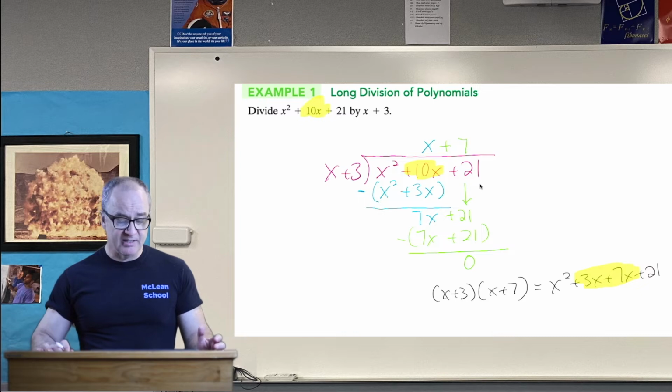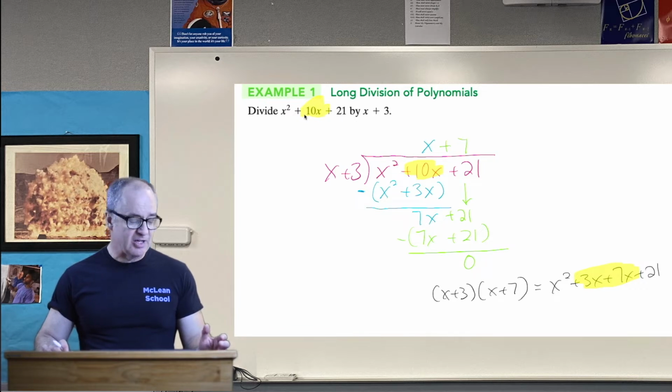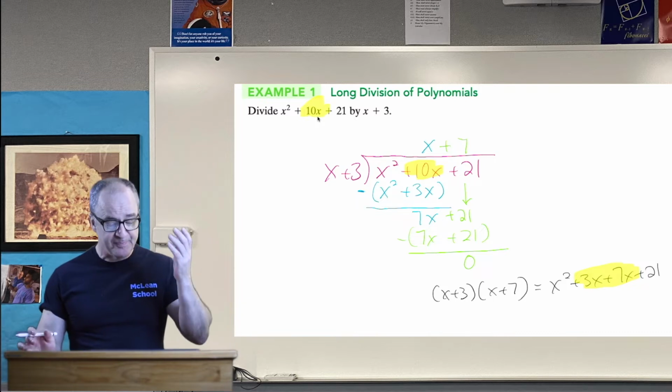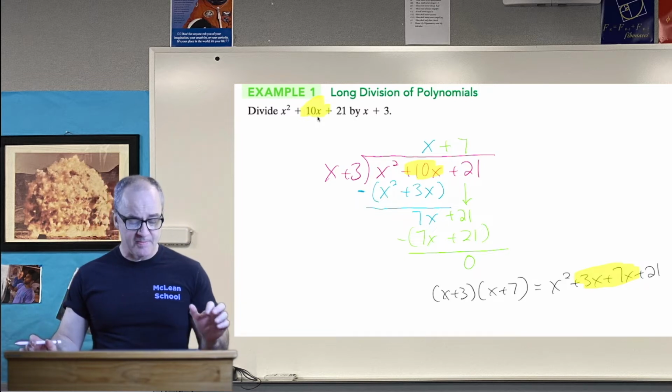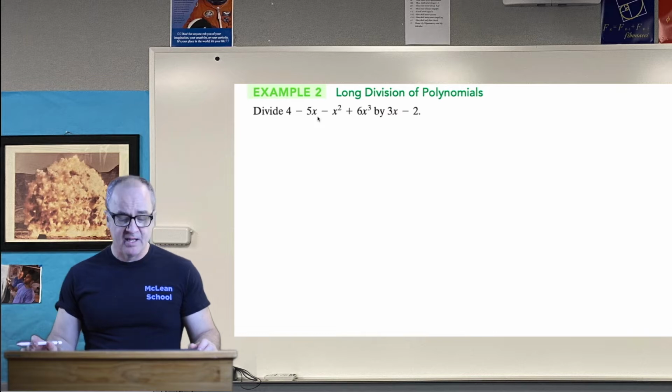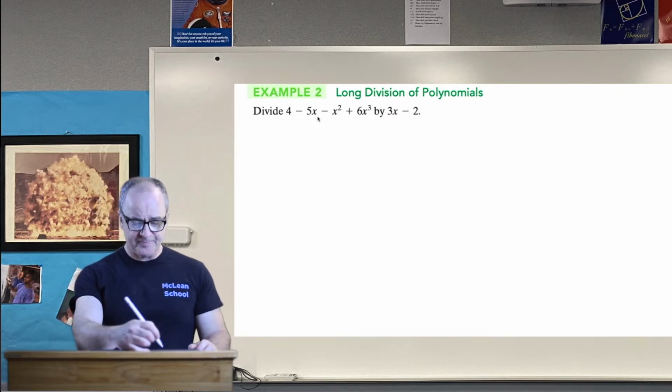In fact, this was kind of a silly way to do this problem. Most of you should have been able to look at this and go, oh, 21 at the end, factors, 10 in the middle, 3 times 7 is 21, 3 plus 7 is 10, but sometimes it's good to start with an easy one that you could have done a simpler way. Let's go on to one that's a little bit uglier.